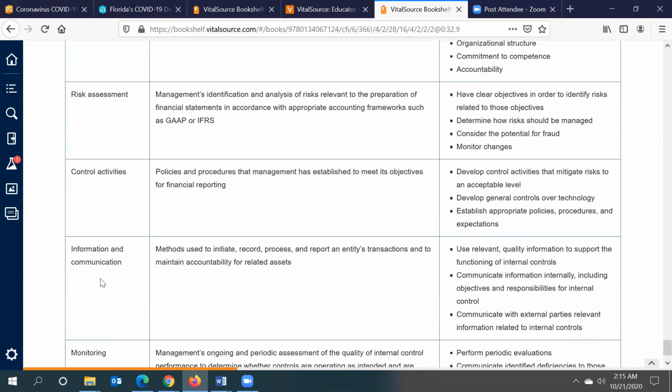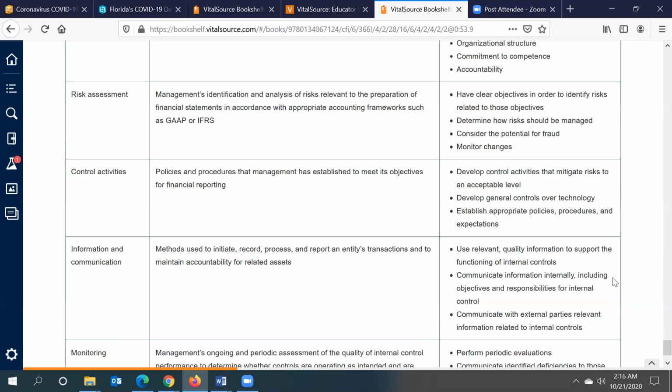Now, as I come down to information communication system, I will also just discuss that from here in the book. So methods used to initiate, record, process, and report an entity's transaction, and to maintain accountability for related assets. So we're talking here really about the accounting system. So we would use relevant quality information to support the functioning of internal controls. So we make sure the information is of high quality.